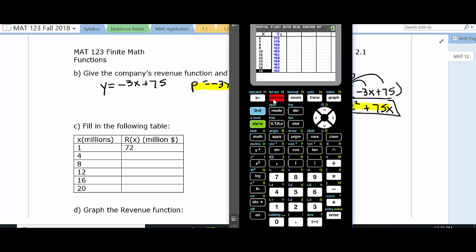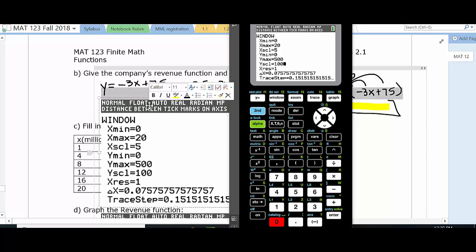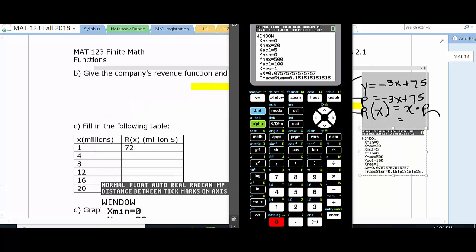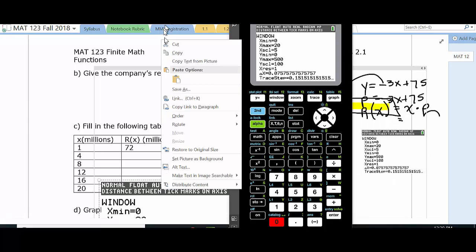Now go back to your window button, and we're going to do this. Y minimum is 0, and then y max is 500, and then we're going to scale by 100. That really would be the best way to set that window, just like that. All right, I'll slide this window over to the side. There's your window, and get that put in.